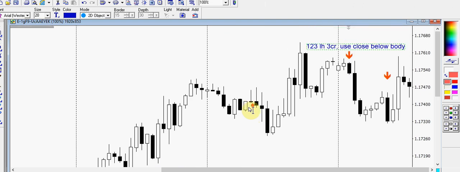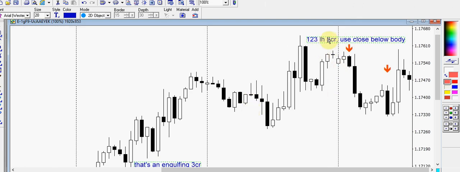So what do we got over here? Yeah, 1, 2, 3 lower high 3CR, use the close below the body. So basically, once again, you might not have closed below the wick there. I think in fact you did, but if you're taking the 3CR rules, if you use Aaron's indicator, this would be an internal 3CR. That's the external one, that's the penultimate, that's the ultimate high.